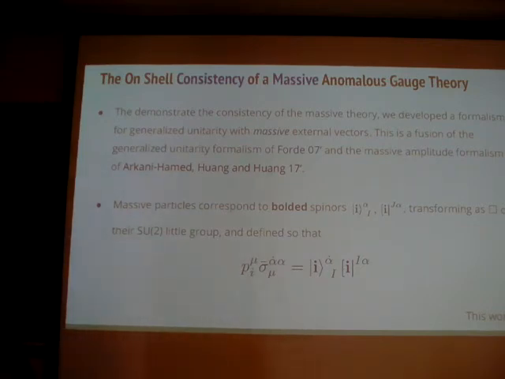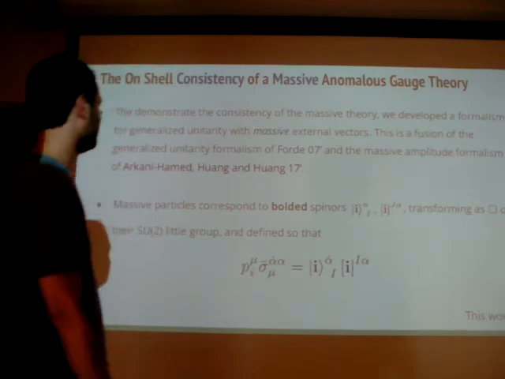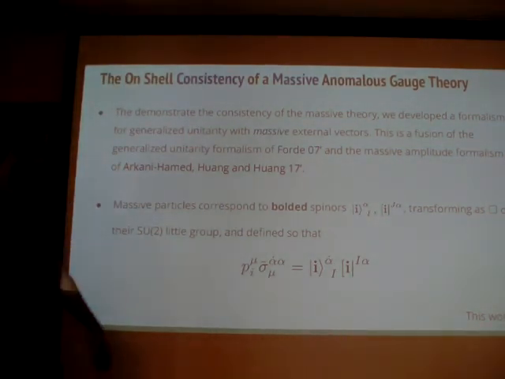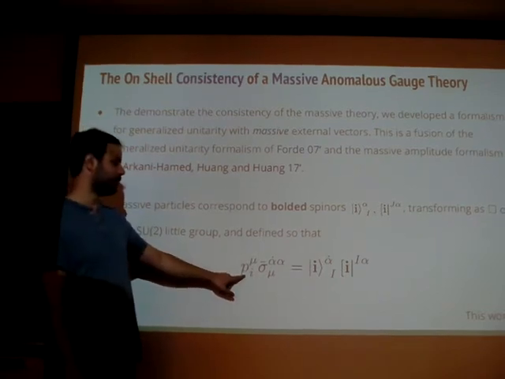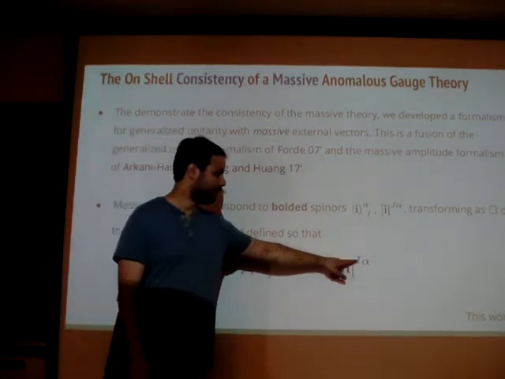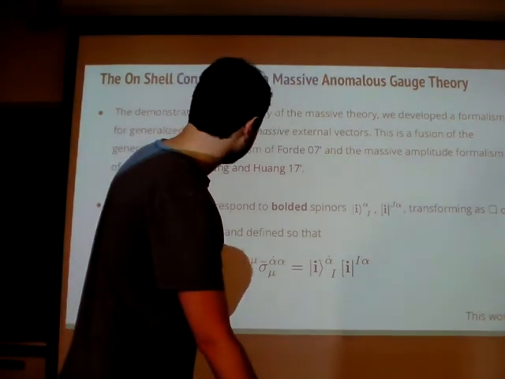Now, computationally, this is a little hard. When we started, I don't think there was any generalized unitarity calculation in the massive amplitude formalism. I think since then there might have been a calculation by Cliff Chung et al. for black hole interaction. But so what do you do? You define bold spinors. So effectively, you're taking the square root of your momentum again, but because it's a massive momentum, you've got to have an extra SU(2) index on your spinor helicity variables.